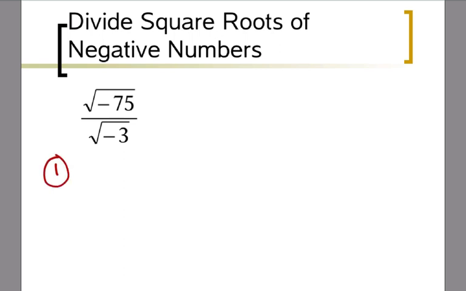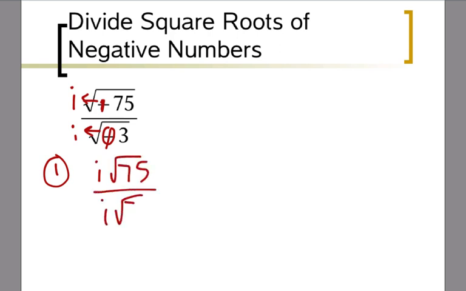The first way we would do it is just pull out the i here and get rid of that negative. Pull out an i here and get rid of that negative. So basically I'm rewriting this to be i root 75 over i root 3. Now what's really nice is that my i's cancel, because an i divided by an i is just like any other number. When you divide it, it goes away. So now this turns into the root of 75 over the root of 3.